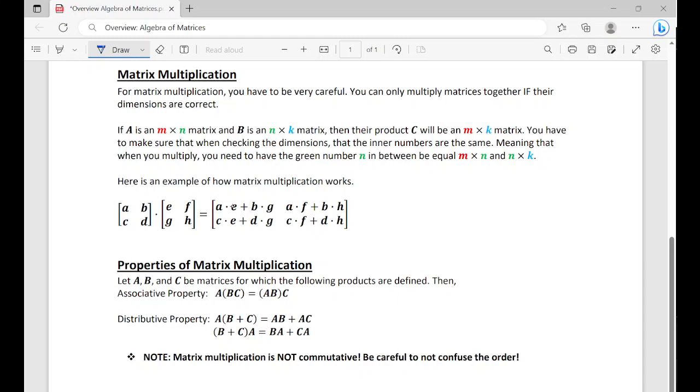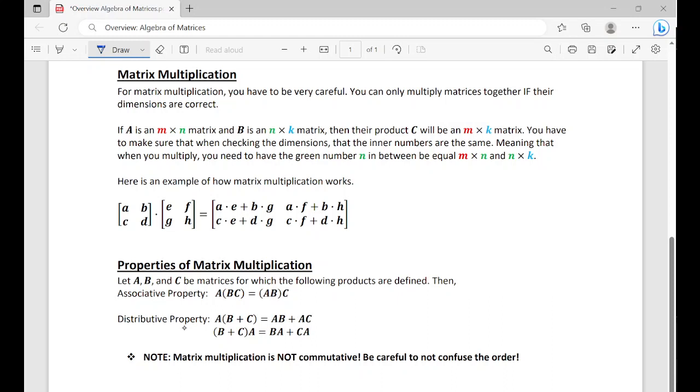And once you work all that out to get the multiplication and addition, you will get another 2 by 2 matrix, or whatever matrix you'll have. In this case, this is a 2 by 2 example. Now, there are properties of matrix multiplication. We can say that A, B, and C are matrices for which the following products are defined. There is an associative property of matrix multiplication where A times B times C is the same as A times B then times C.